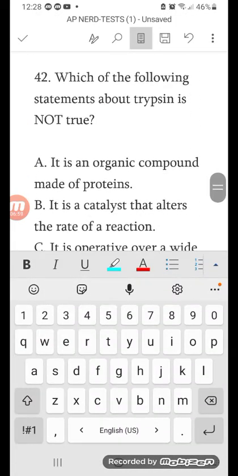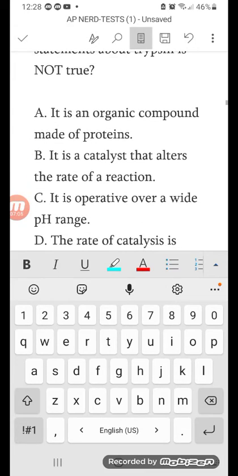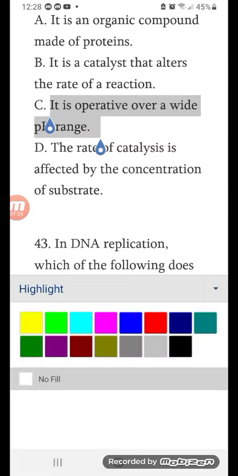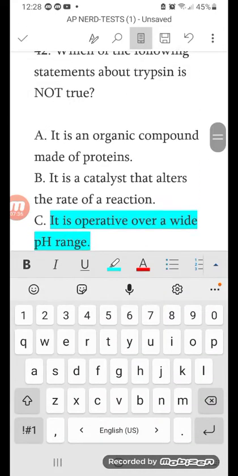Which of the following statements about trypsin is not true? It's an organic compound made of protein. Okay. Catalyst that alters the rate of reaction. Okay. It works in a wide range of pH. No, trypsin is produced by the pancreas and works in the small intestine. The pH there is around 7, 8. But when you talk about a wide pH range, it means it can work at pH 2. No, it doesn't work at pH 2, so it's not. Remember, they said not true.